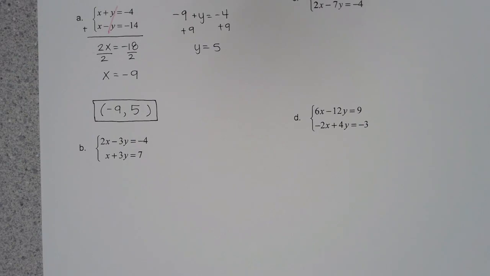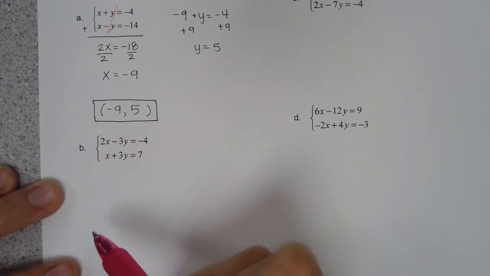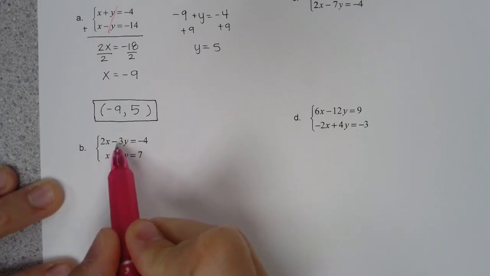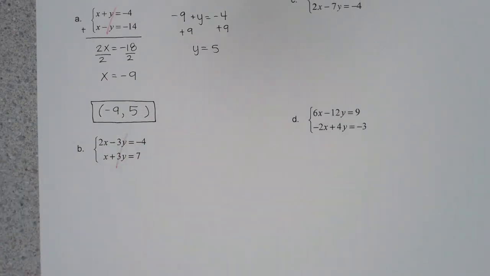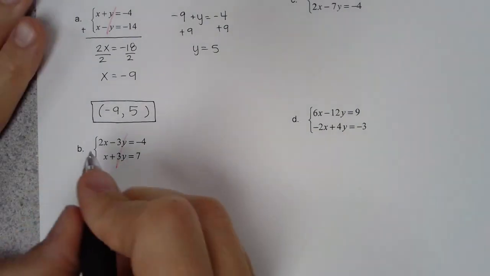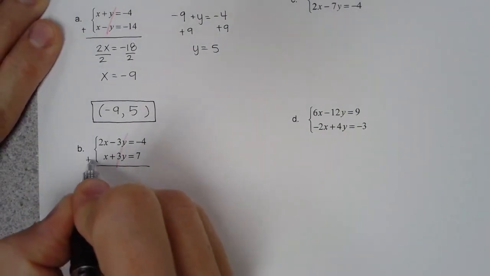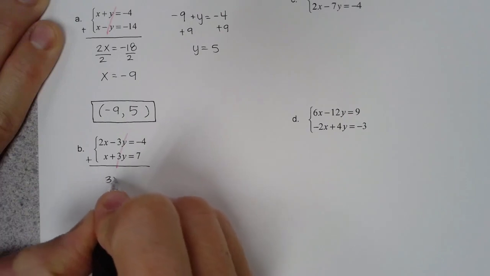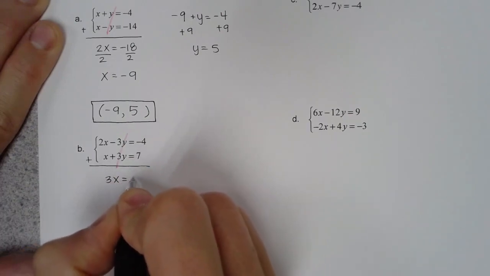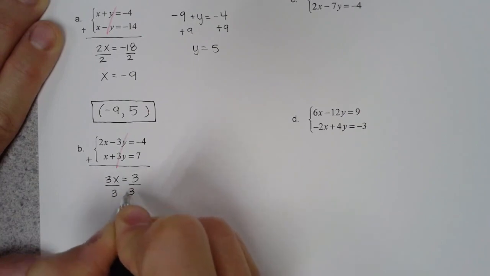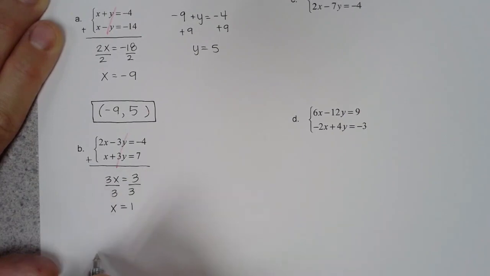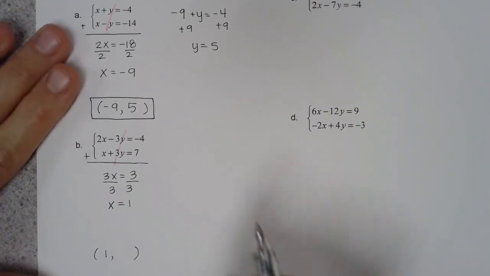So when you solve a system by elimination, you're looking for opposites. 2x and 1x are not opposites, but negative 3y and positive 3y are opposites. And so when they're opposites, you cross them out, and then you add up what's left over. 2x plus 1x gives me 3x. Negative 4 plus 7 gives me positive 3, and then I'll divide both sides by 3, and I'll get x equals 1. So on this problem, x equals 1 is part of my answer.